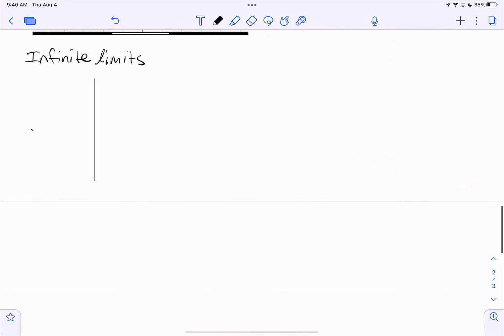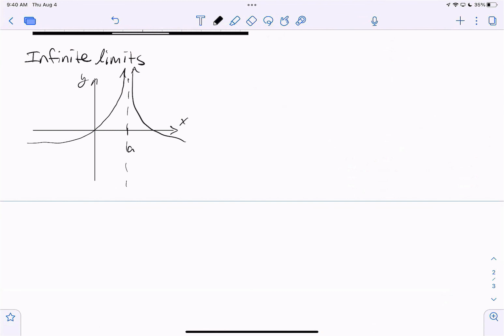These are functions that have a vertical asymptote, right? So imagine I have a function here. I don't know what the function is. Doesn't matter. Let's say there's a vertical asymptote where x is equal to a. So my function is going to go up to infinity, say from both sides here. Then if this is a function f, then we would say that the limit as x approaches a of f of x is equal to infinity. Technically, the limit doesn't exist. There's no limit to how high this function will go, but we'll say that it's infinity.